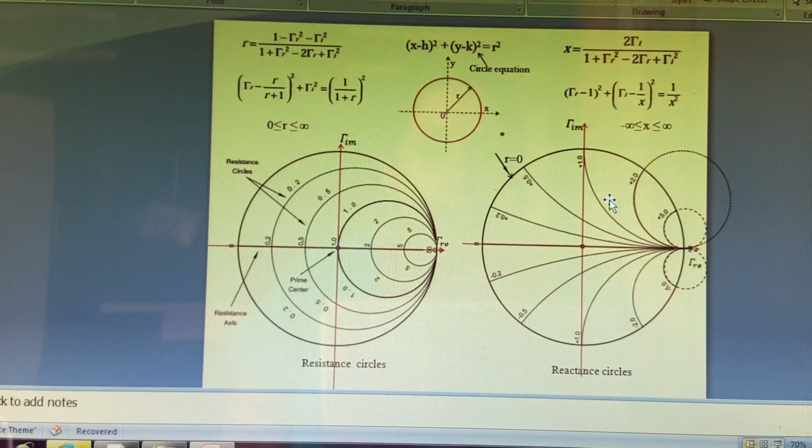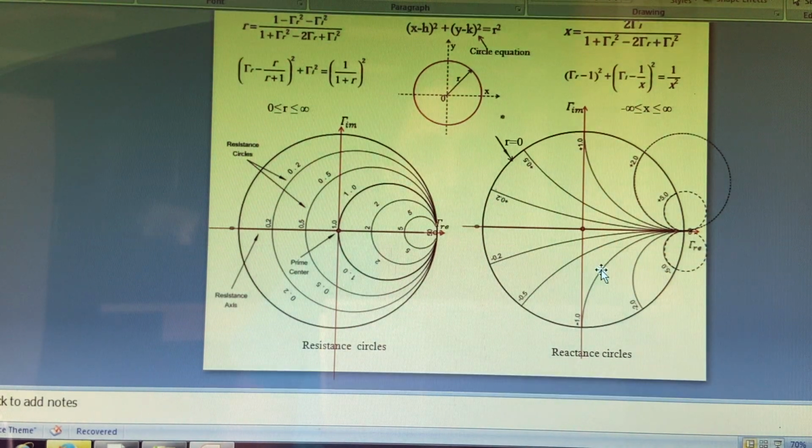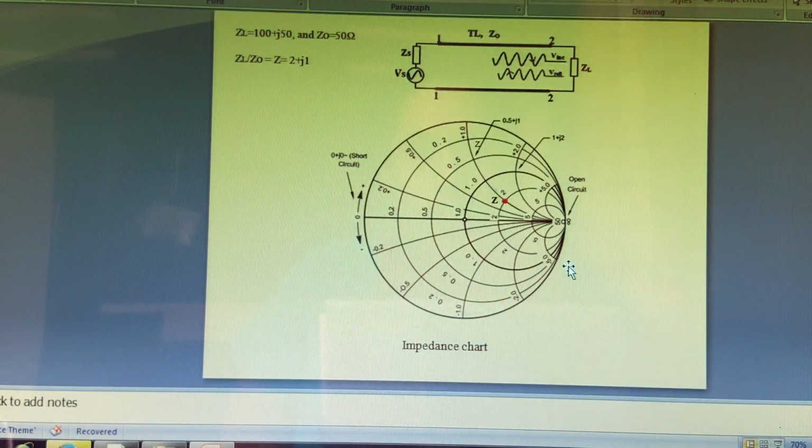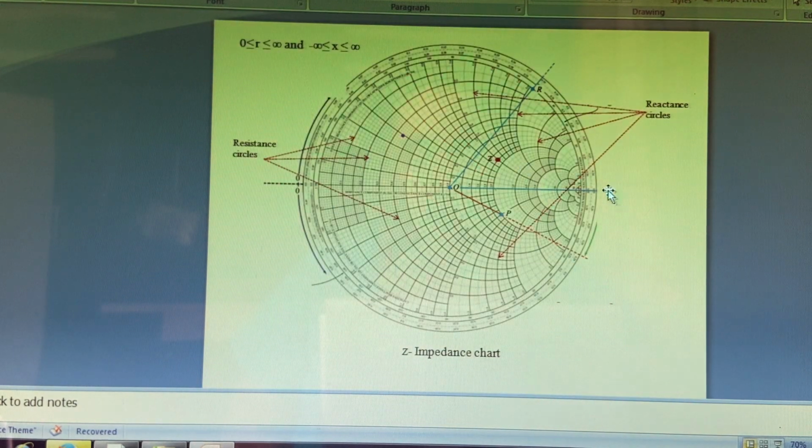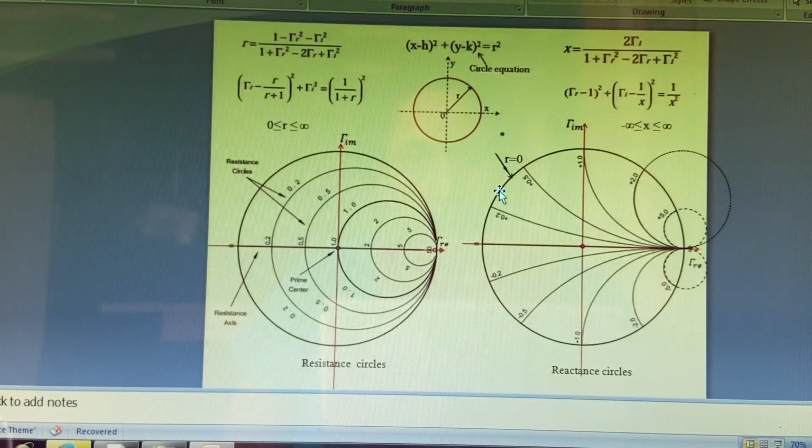So reactance is related to the reflection coefficient through a circle equation. For every value of x there is a circle over a Smith chart, but it is impossible to show all the reactance circles. On the Smith chart we have only a few circles, like this. These are reactance circles, and the reactance values are written outside the circles.